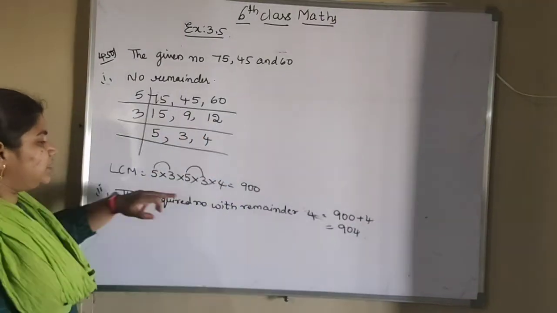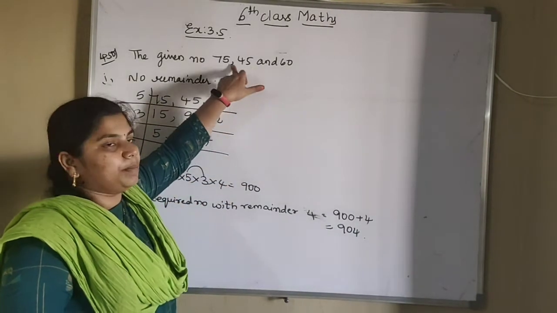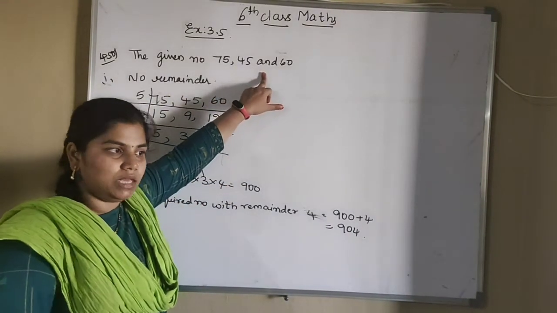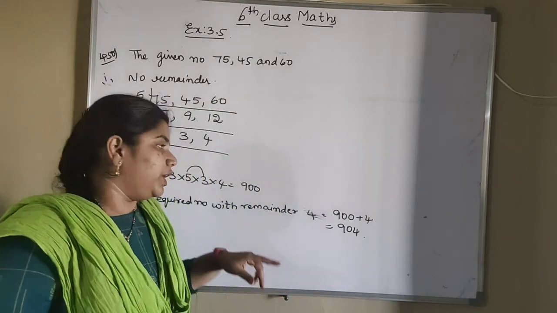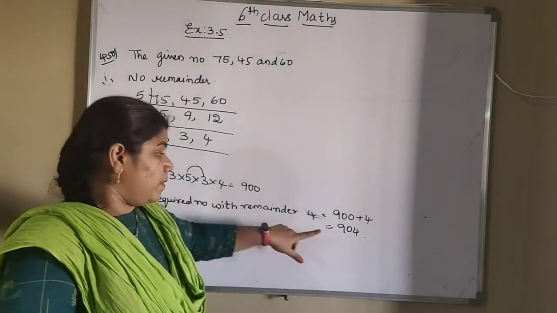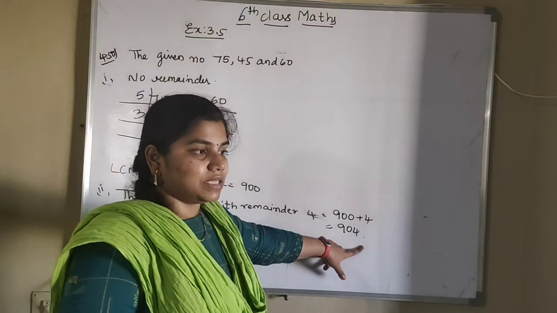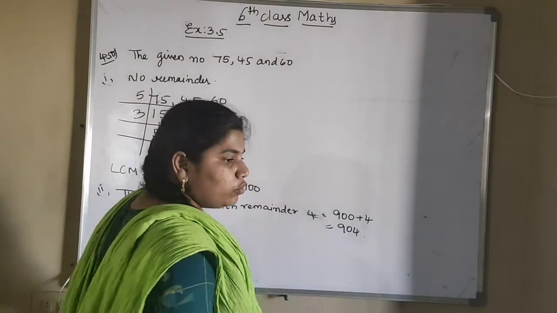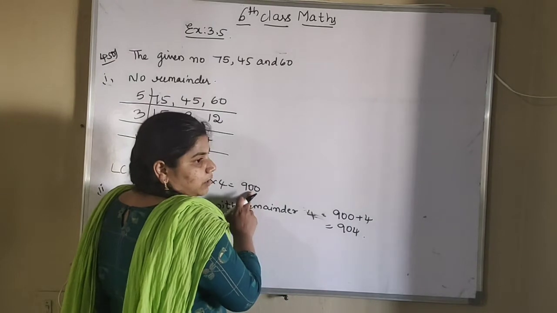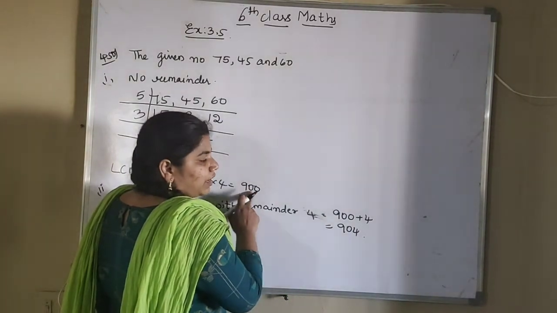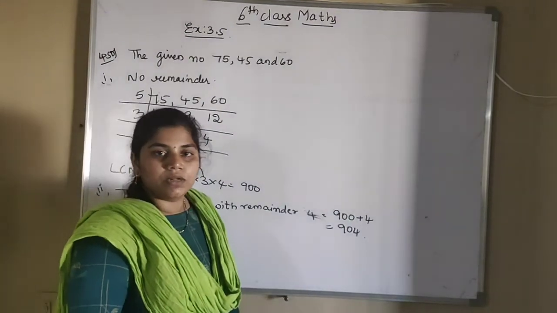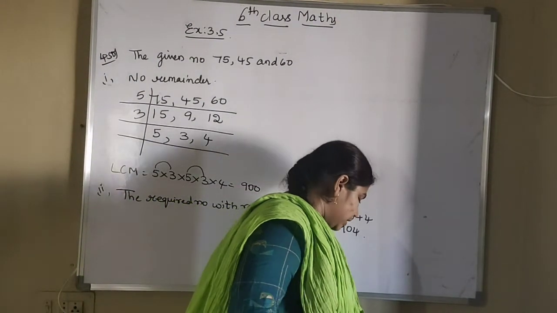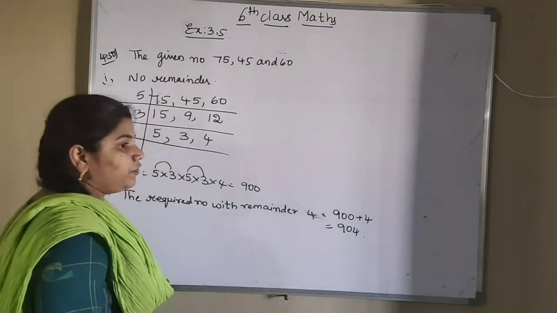So if you divide this 900 with these three numbers, always the remainder will be 0. And next bit you want the remainder as 4. Here you got the remainder as 0, but here you want the remainder as 4. That means what we have to do? 4 we have to add with this 900, that is 900 plus 4 will be equals to 904. So this is our second next bit, that is fourth solution. Next, fifth one.